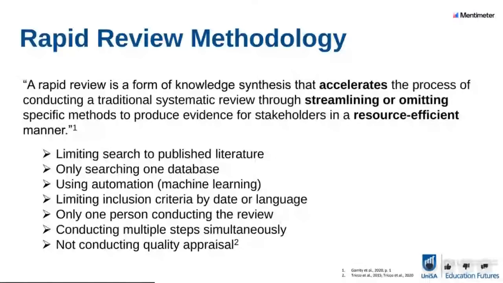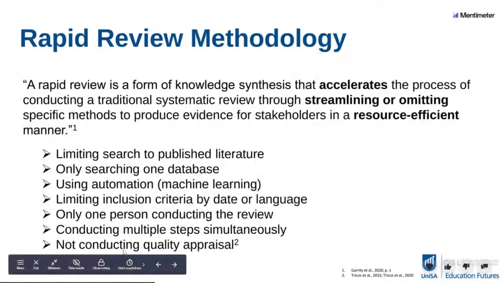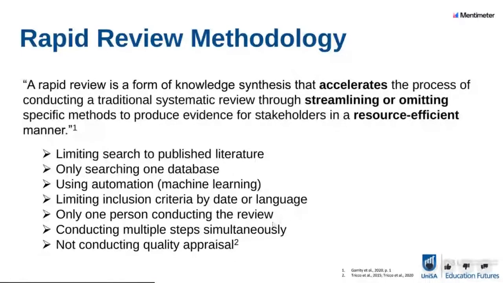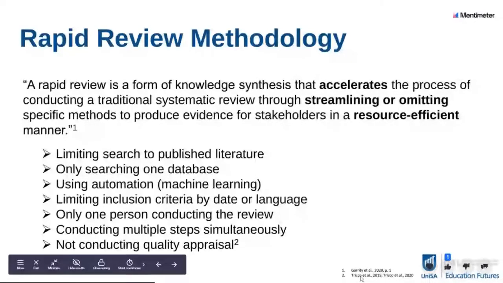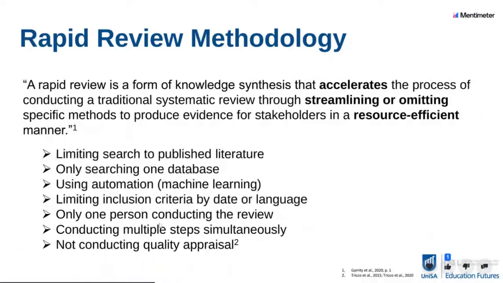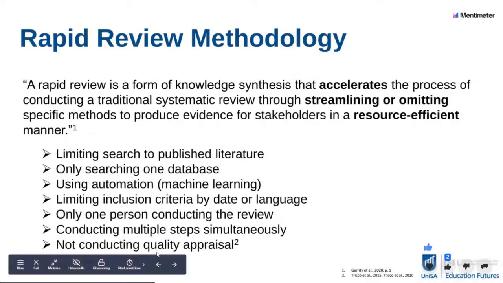Because if you've already identified that an article could be included, you're looking at it, you're eyeballing it. Why not do the data extraction at the same time so that you don't then have to read the full thing twice? And you might choose not to conduct a full quality appraisal, looking at risk of bias and things like that. So there are other ways that you can make it a rapid review, but those are some of the most popular. And I would highly recommend looking at Tricco and colleagues, their work, as well as Garritty, the report there, absolutely brilliant guidance for how to conduct rapid reviews.